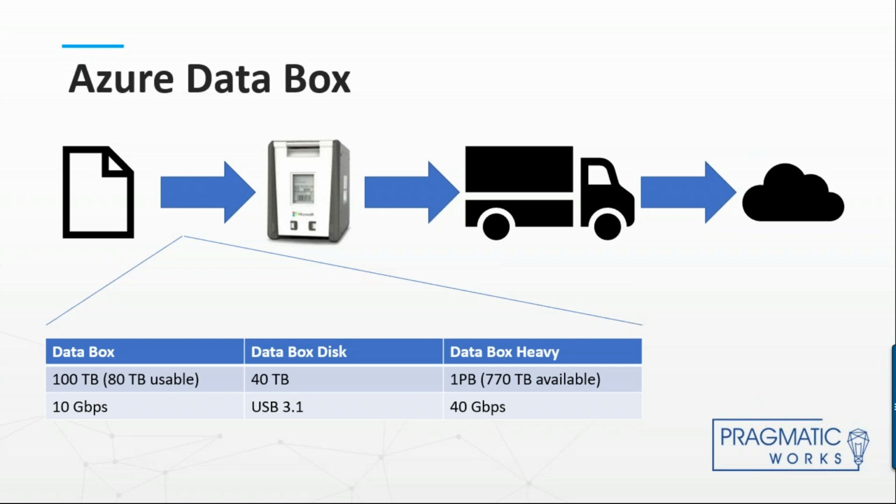There are really three primary varieties of the data box. I've listed them in this table below: data box, data box disk, and data box heavy. And the biggest differences between them are just the capacities and the speed with which data can be loaded to them. So the one that's just called data box has about 80 terabytes of storage available on it. And when it's in your data center, it's connected with a 10 gig connection. So getting the data from the files onto data box can be very fast.